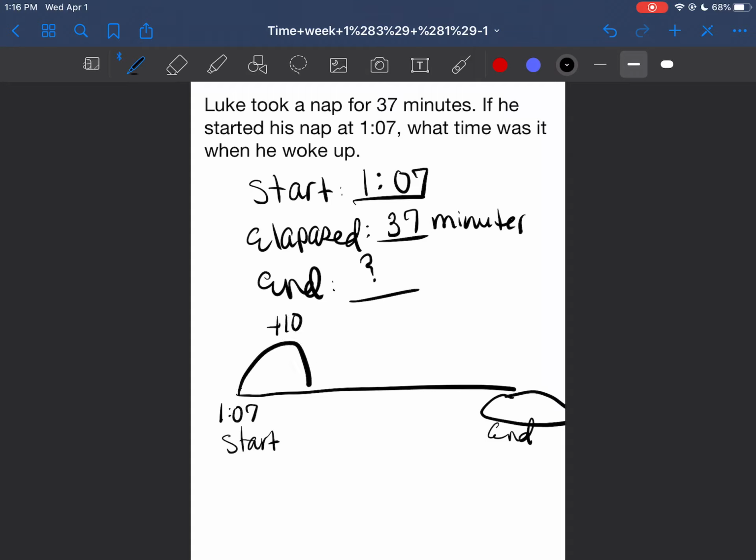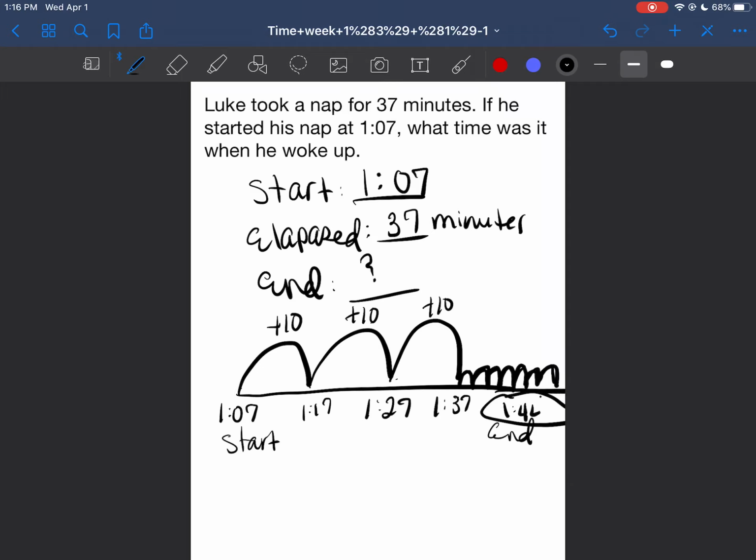1:07 plus 10 is 1:17. 1:17 plus 10 is 1:27. 1:27 plus 10, 1:37. I've jumped 10, 20, 30 minutes. I need to jump 37. I'm going to make a jump. I'm going to jump 7 minutes. 1, 2, 3, 4, 5, 6, 7. 1:37, 1:38, 1:39, 1:40, 1:41, 1:42, 1:43, 1:44.